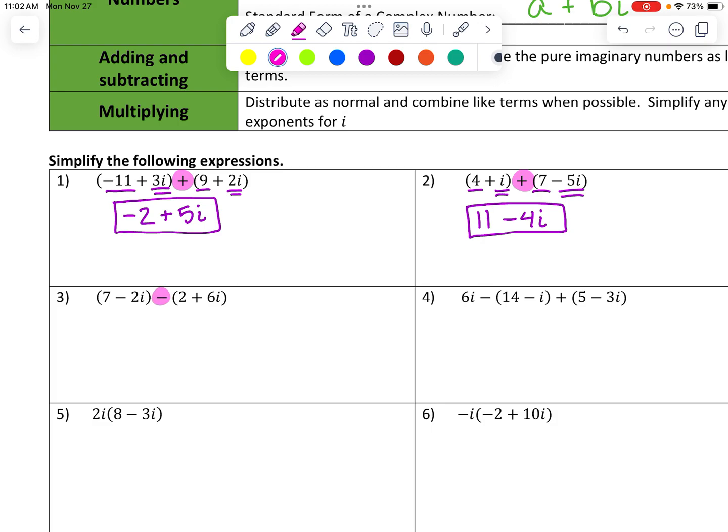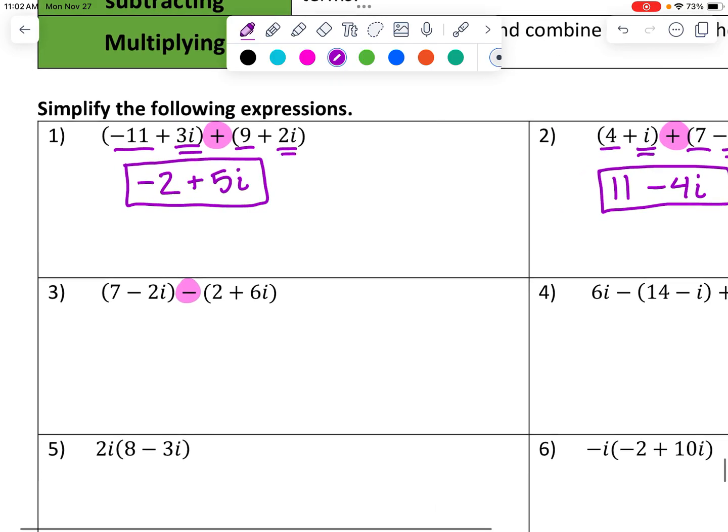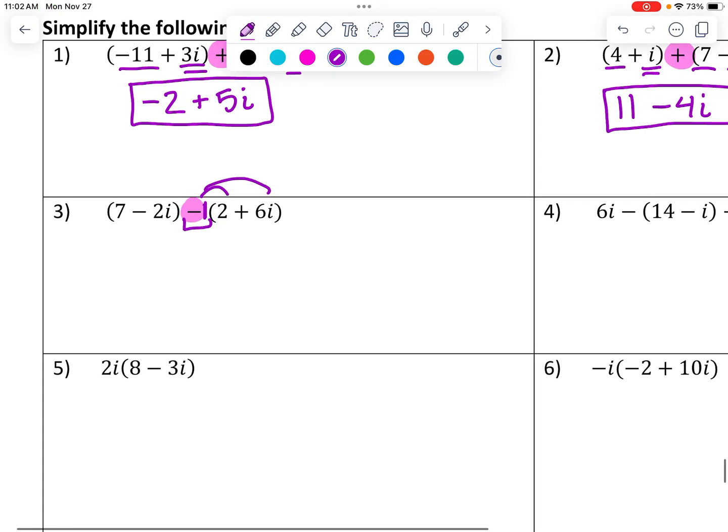All right, on this number 3 here, I see a negative. I'm going to think of this as a negative 1, and I'm going to distribute that negative 1 to everything in the second set of parentheses. I have not changed the first set of parentheses, so that's going to come down. Negative 1 times 2 is negative 2. Negative 1 times 6i is negative 6i. Once you have taken care of that negative or that subtraction, you're ready to combine like terms.